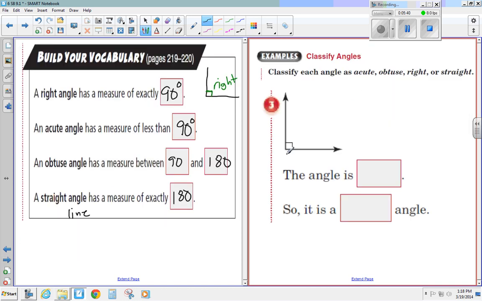So looking at this, please notice this little box here. So the angle is 90 degrees. So it is a right angle.